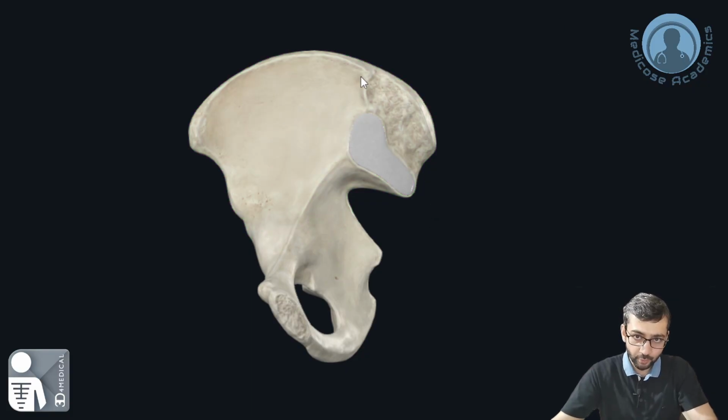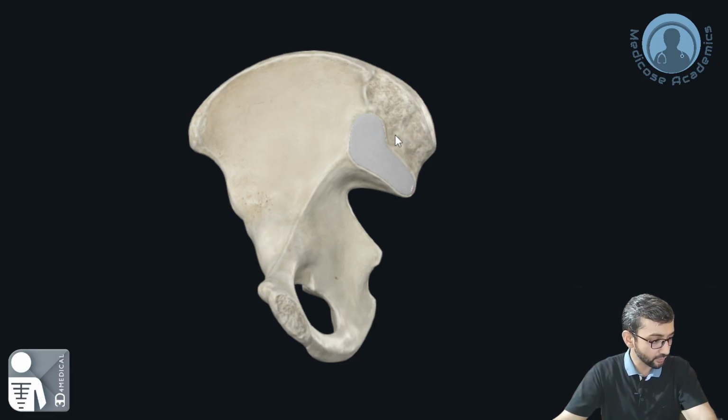Then this is the medial border. So this is the medial border going all the way from here to here. Let us trace that, the medial border. The medial border is on the pelvic surface or inner surface, and it is going to separate this forward iliac fossa from the sacroiliac surface.